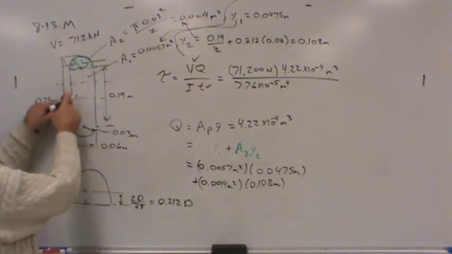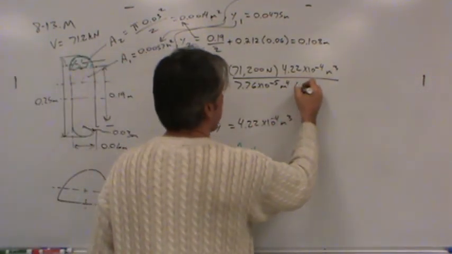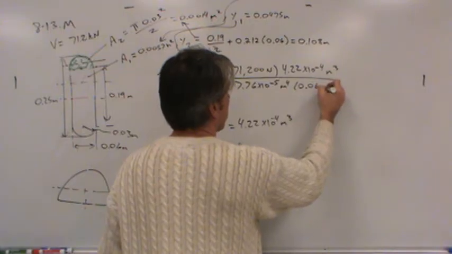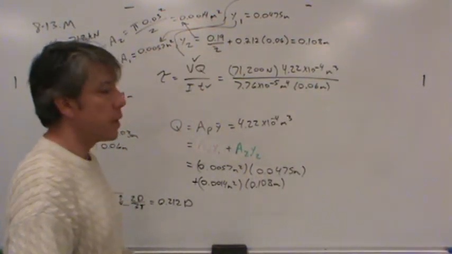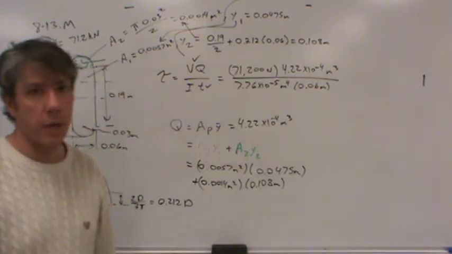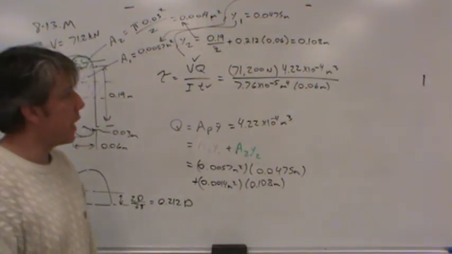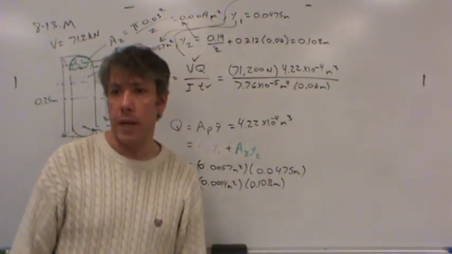Well, we're interested in the shear in this area, at the neutral axis, so that is 0.06 meters. So plug that into your calculator, please. We'll finish off this problem. The units we'll end up with is pascals, because we've got newtons per meter squared. Notice that all the meters cancel except for 2 of them in the denominator. So we'll have pascals.